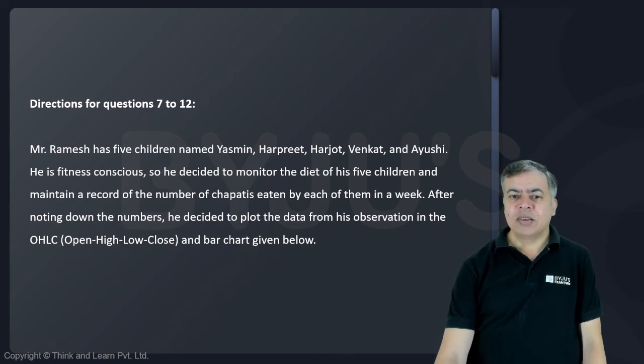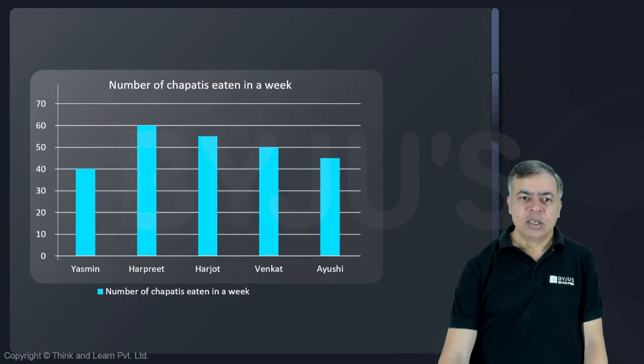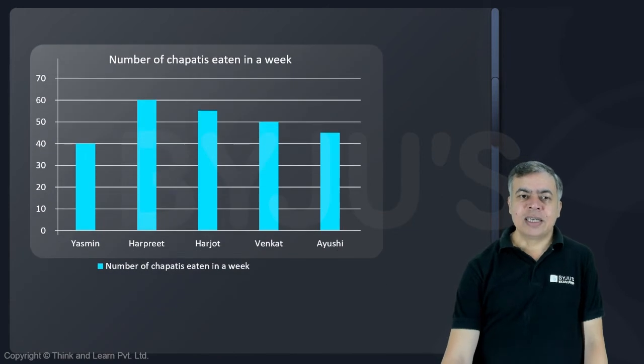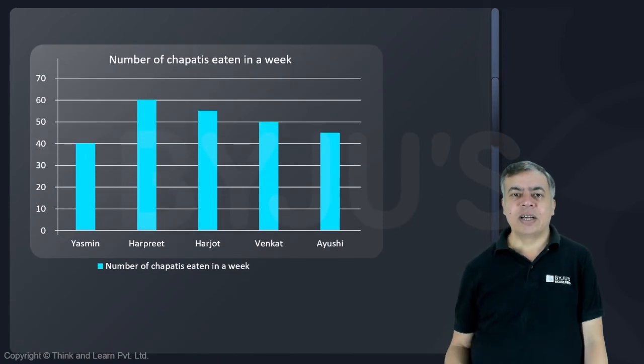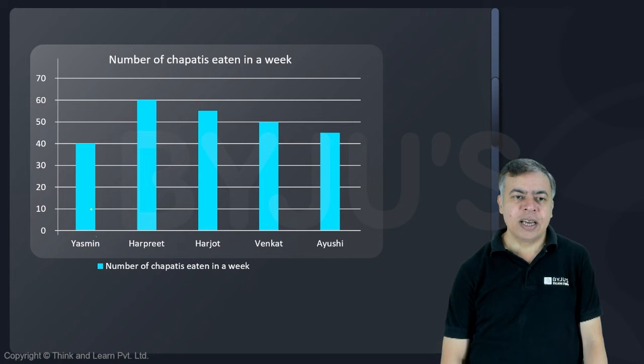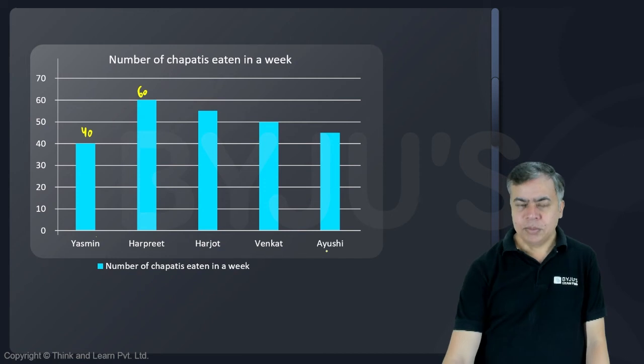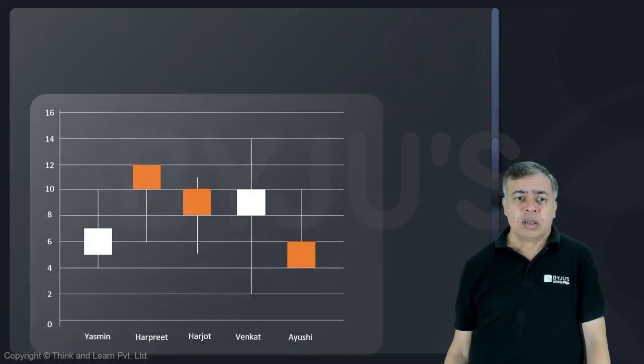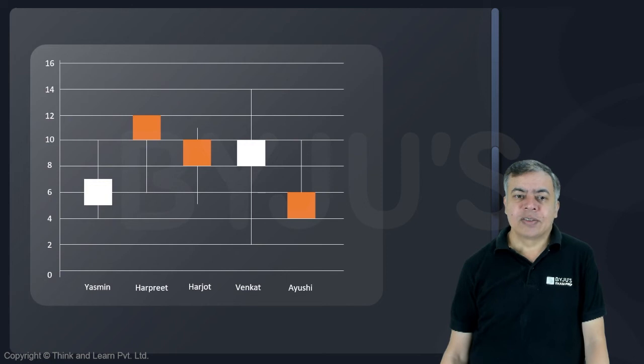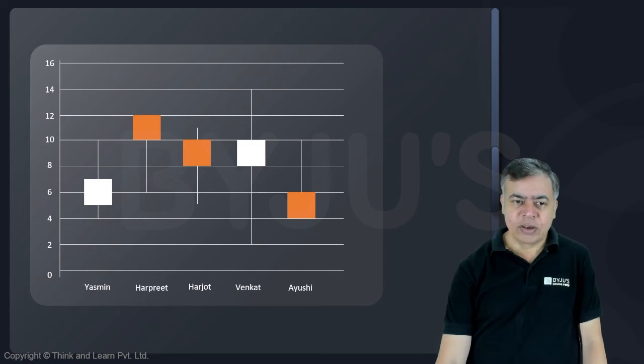And a bar chart is also there. There are 2 charts. One is a bar chart where the number of chapatis eaten in a week is given. So Yasmin has eaten 40 chapatis in that week, Harpreet 60. So these are the number of chapatis eaten by all the children. And then this is the OHLC chart. The detail of this chart is also given.